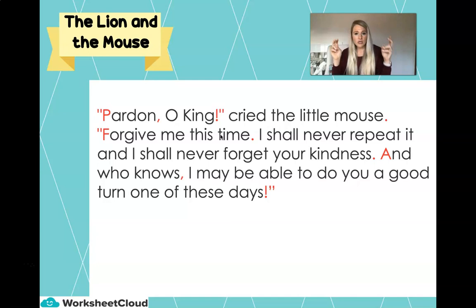So that whole part over there is all a speech, because this is what this mouse is saying. He's saying this whole thing, pardon, O king, cried the little mouse. Forgive me this time, I shall never. And this mouse is busy speaking throughout. And so again, be reminded that with our exclamation mark, it goes inside just before the speech marks, and the speech marks go at the end. Right.